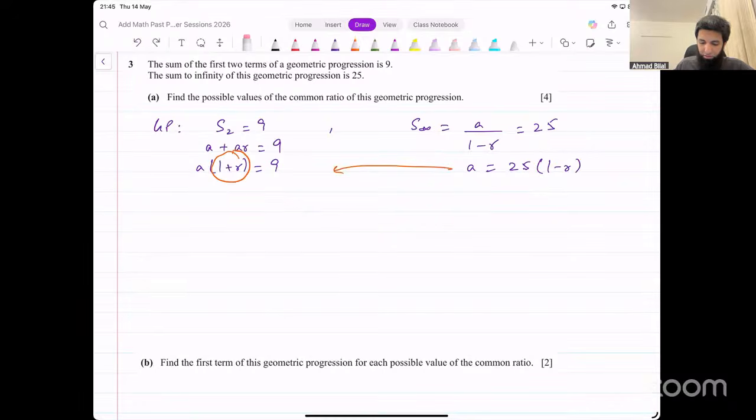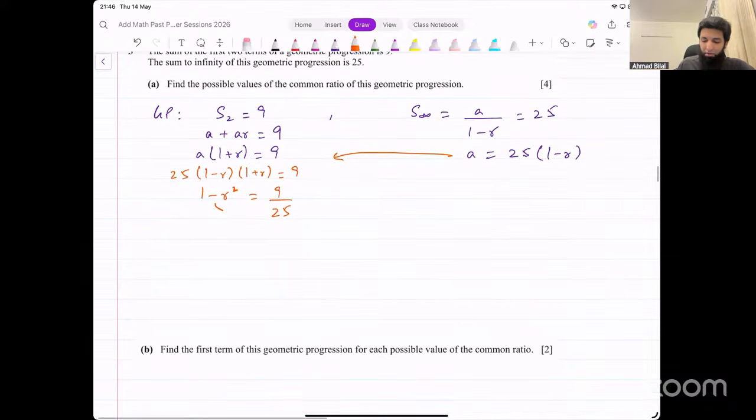Now, let's input that here, and that will become 25 into 1 minus R into 1 plus R, that is equal to 9. Now 1 minus R into 1 plus R, that's A minus B into A plus B, that becomes A squared minus B squared, right? That's 1 minus R squared. 25 goes to the other side, and that's 9 over 25. Now, let's make R squared the subject. If I take R squared to the other side, 9 over 25 comes here. 1 minus 9 over 25. Remember, calculator is not allowed, so you need to be able to do it.